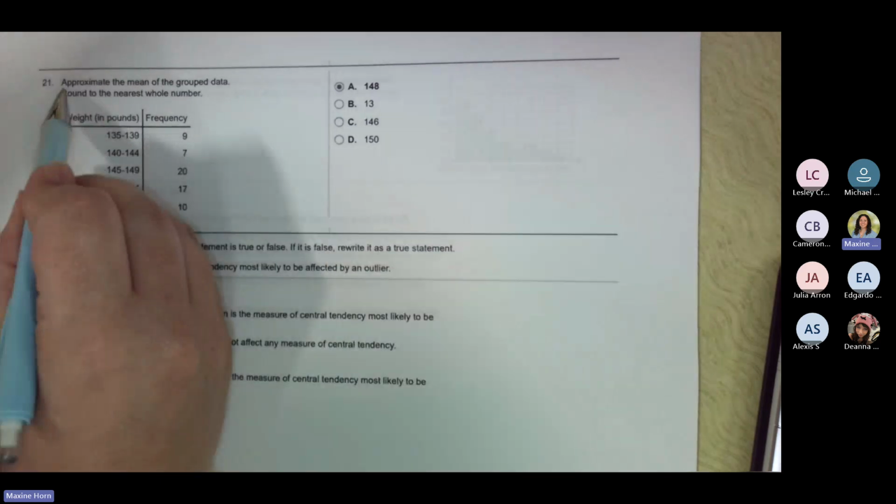Okay. Approximate the mean of the grouped data, rounding to the nearest whole number. Okay, so let's talk about a few things. It's telling us to approximate. Well, why do we have to approximate? Why can't we just find the actual mean?